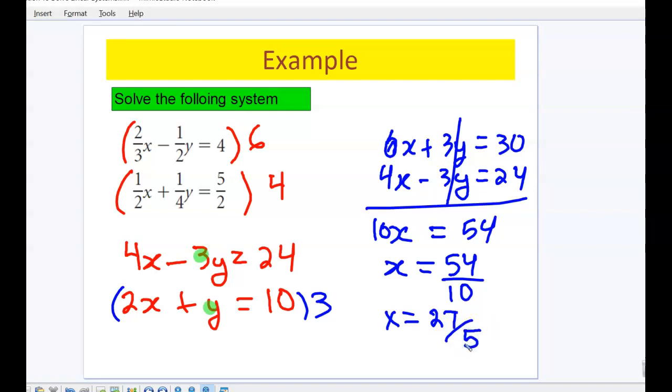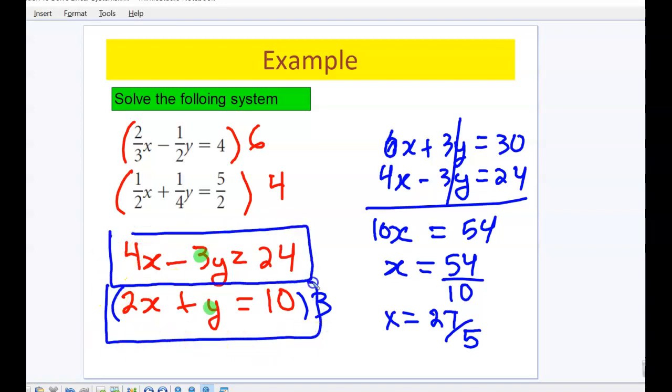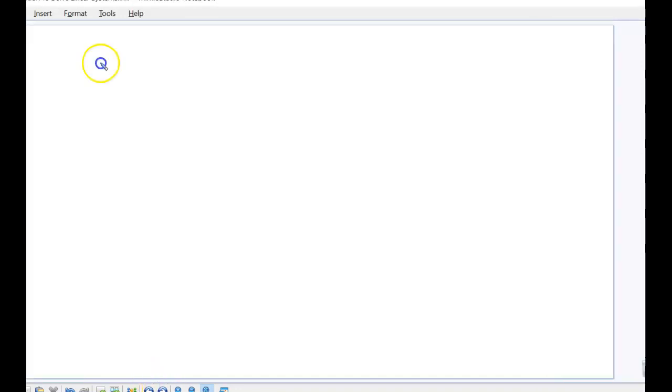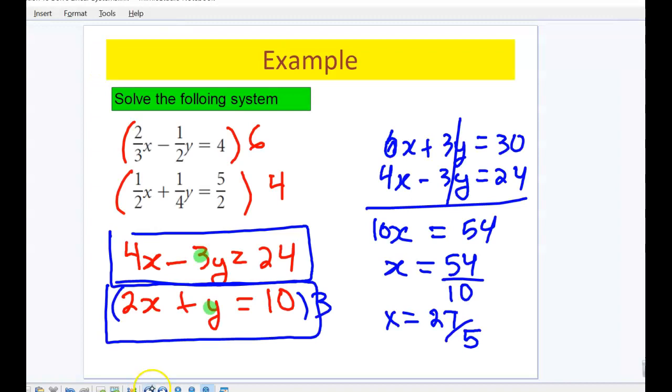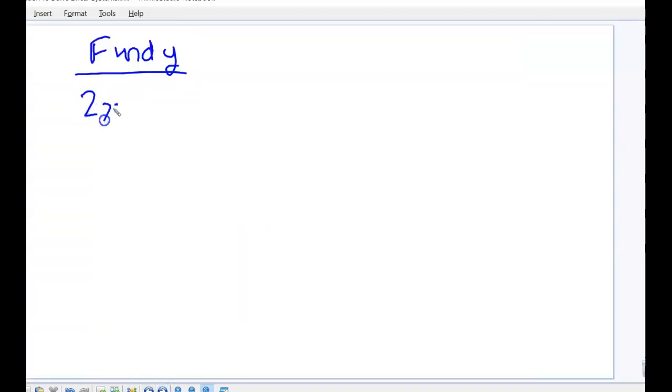So now you could plug back into the original, but then you're using fractions, or you could plug right back into either of these right here. So I'm going to choose this one. I'm going to use this one here because it's a little bit smaller. So to find y, I'm going to use the equation 2x plus y equals 10.